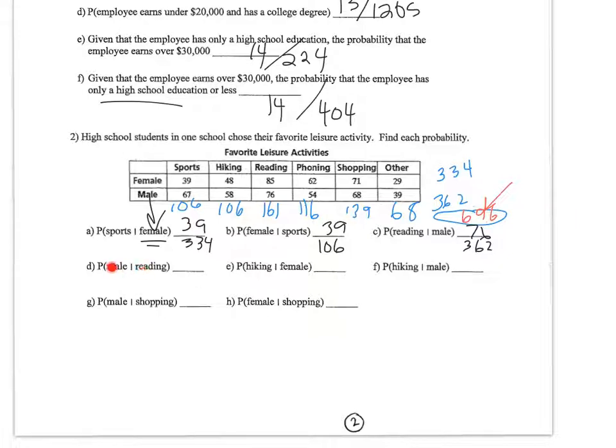What's the probability that they're male given that they chose reading? You only look at the ones that chose reading, so the denominator is 161, and the numerator is, of those that chose reading, how many are male? That's 76. See how these two look the same, but remember the denominator is going to be the total number of males, and then you only look at the males that picked reading.